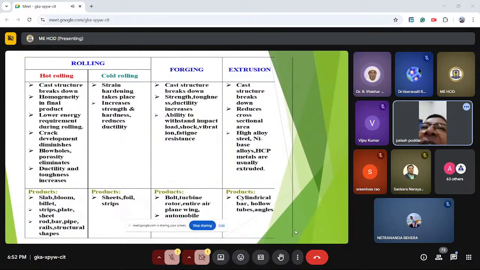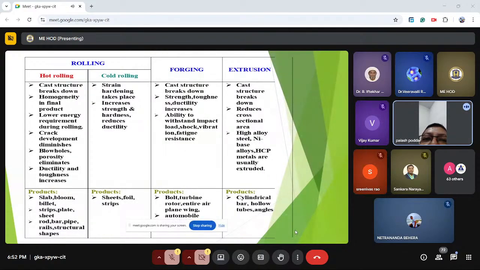In forging, the cast structure breaks down, and strength, toughness, and ductility increase. It has the ability to withstand impact load, shock, vibration, and high fatigue resistance. Products like bolts, turbine rotors, entire airplane wings, automobile crankshafts, and connecting rods are produced through the forging route.